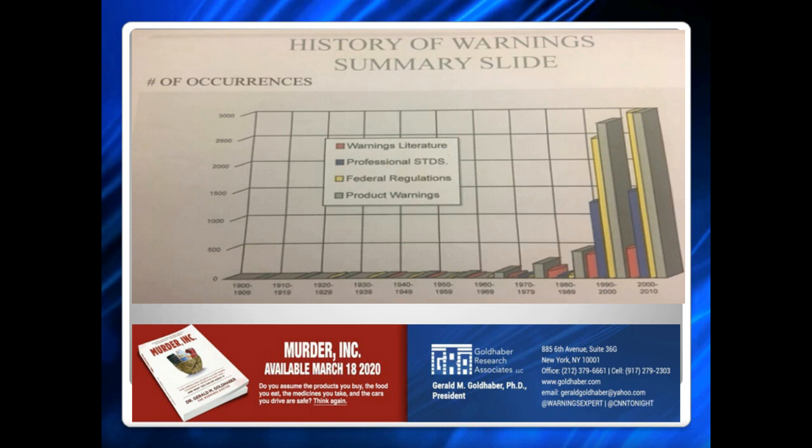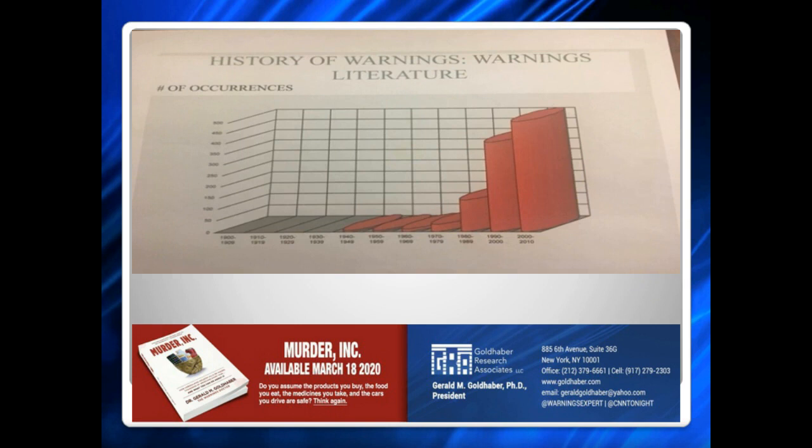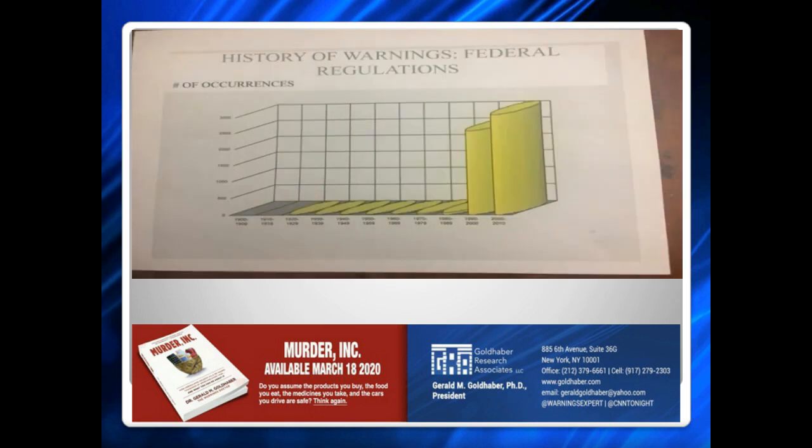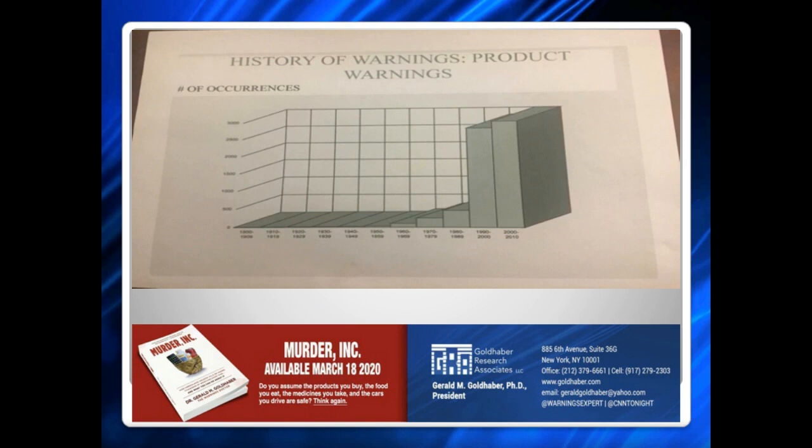So whether or not we're looking at the warnings literature, you can skip to the next one. You can see that this is all in the last 20, 30, 40 years, whether it's professional standards from organizations like ASTM or ANSI or the ISO, the International Standards Organization. Next slide, please. And whether you look at the actual federal regulations, the CPSC or OSHA or NHTSA, you'll find that it's all happening, and even companies making product warnings. It just kind of exploded in the 80s and 90s.